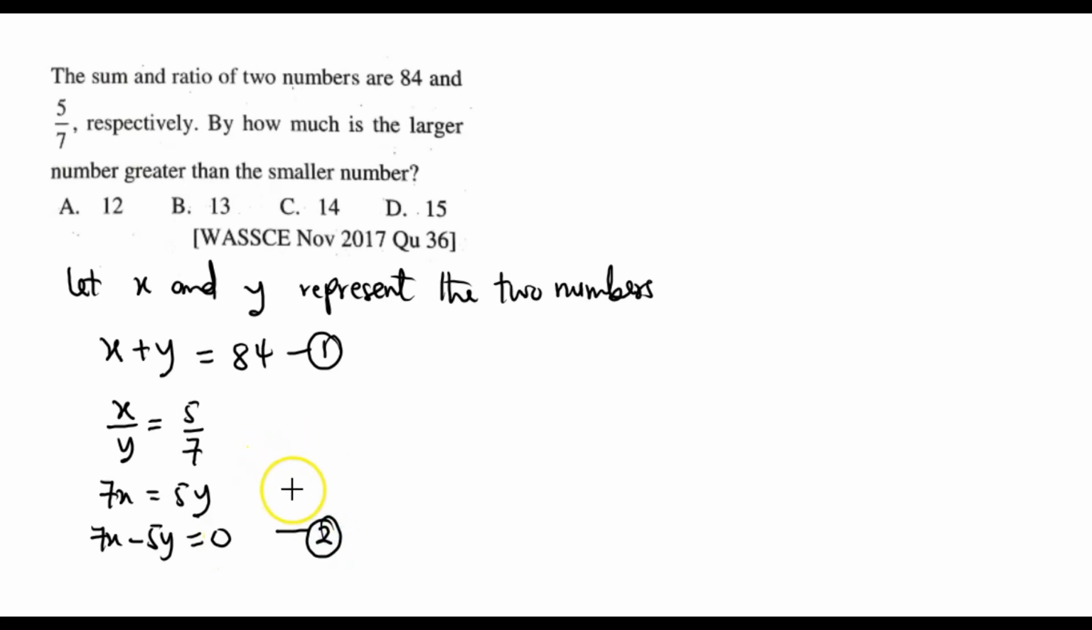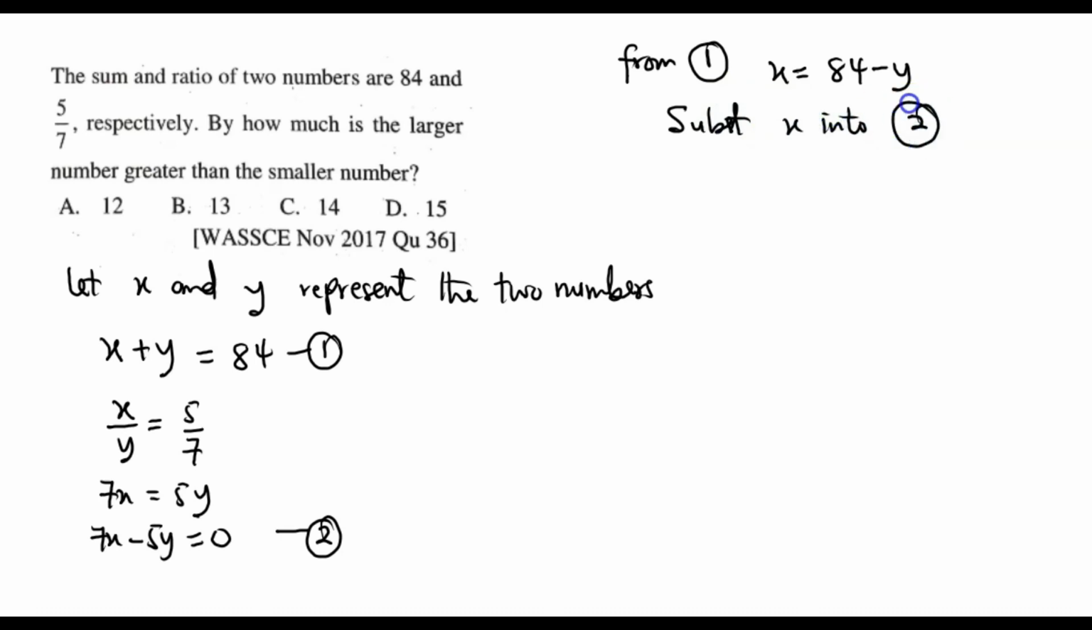So we solve equation 1 and 2 simultaneously. For this, I would advise that you use the elimination method because it's easier to make one of the variables the subject from one of the equations. From equation 1, if you want to make x the subject, then x will be equal to 84 minus y. Then substitute x into equation 2.